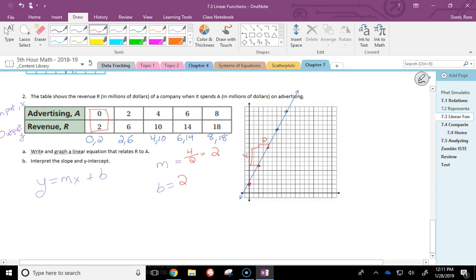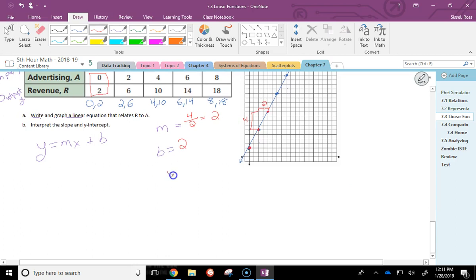Our y-intercept is 2. What is our equation to finish this? Avery? Y equals mx plus b. 2x plus 2.